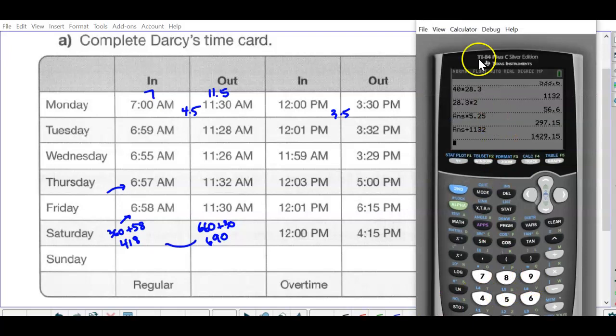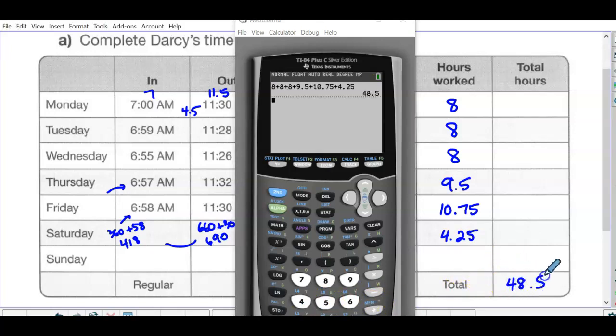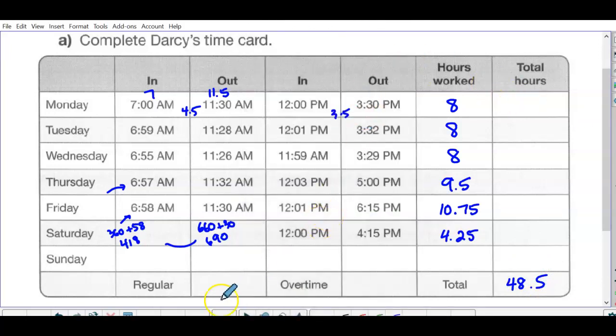So then we're going to get here 8 plus 8 plus 8 plus 9.5 plus 10.75 plus 4.25 is 48.5. In terms of regular, 40 hours is the regular amount, so overtime would be 8.5.